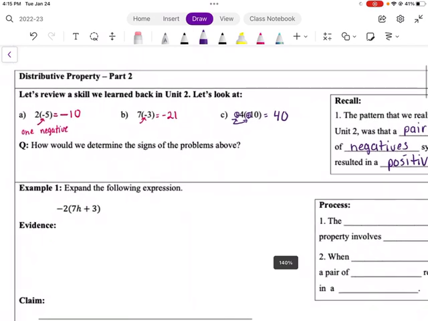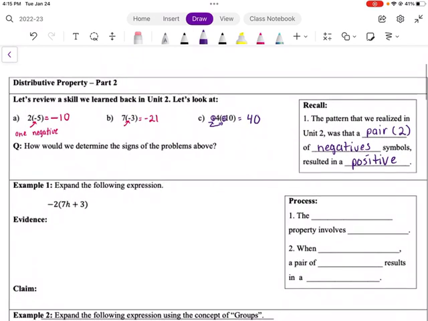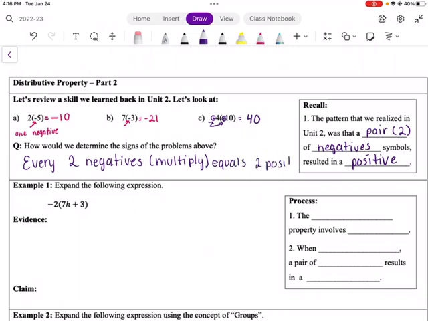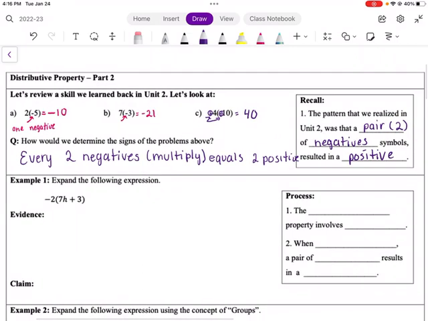So how do you determine the signs? We live by that rule. Every two negatives when you multiply equals a positive. Make sure you're writing this down.